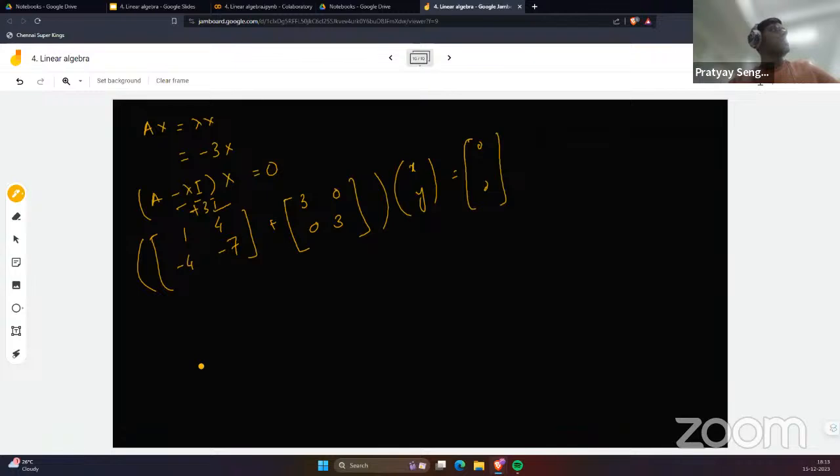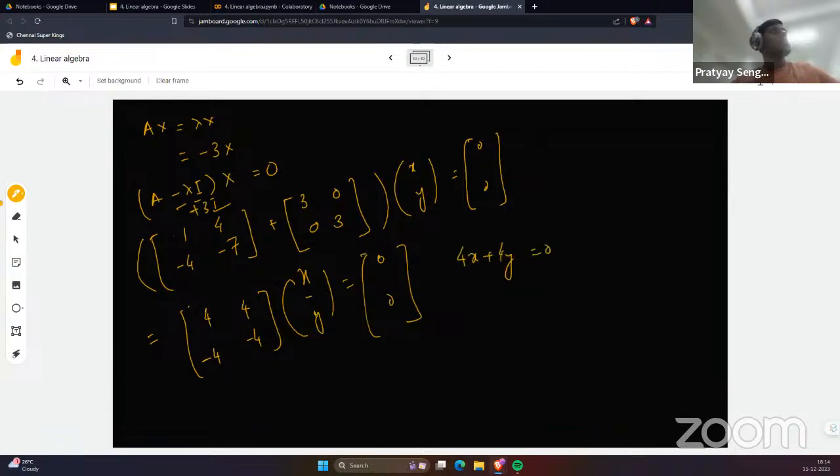Can you solve it to get x or y? So let's add these things. 3 plus 1 is 4, 4, minus 4, and again minus 4, right? So that equals 0 0, and here you will have x, y. So either way, it's basically 4x plus 4y equals 0. Or essentially you can write minus 4x minus 4y equals 0. Both are the same. Or essentially x plus y equals 0. Right.